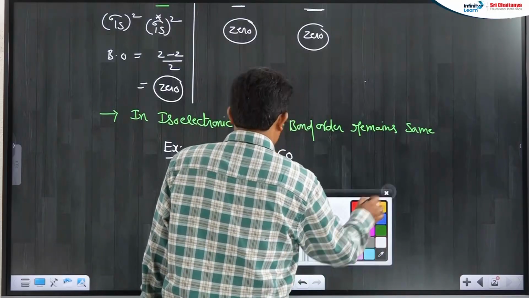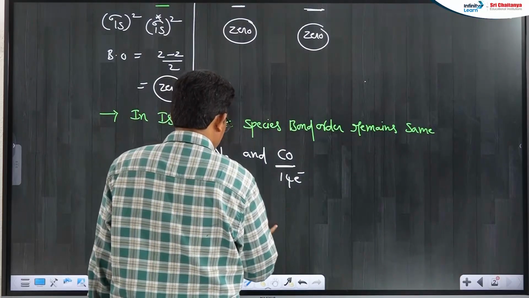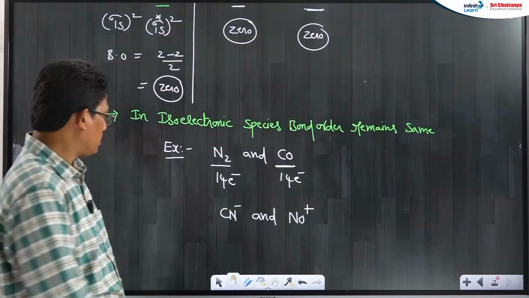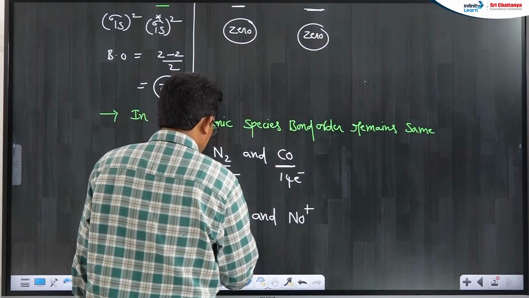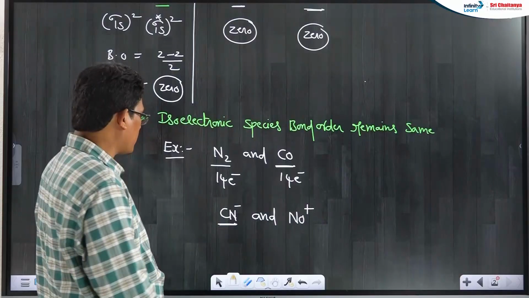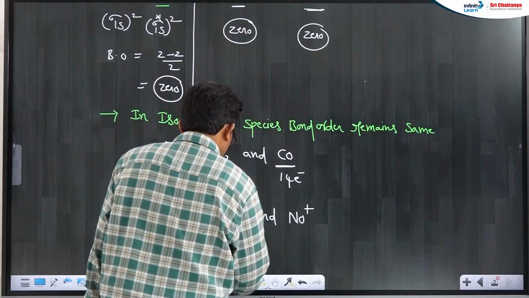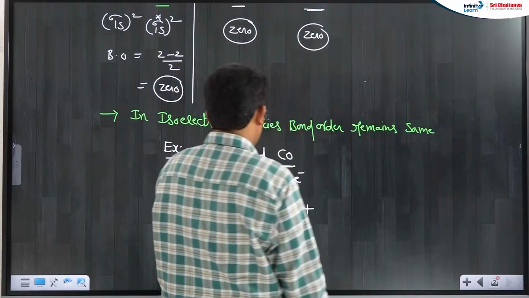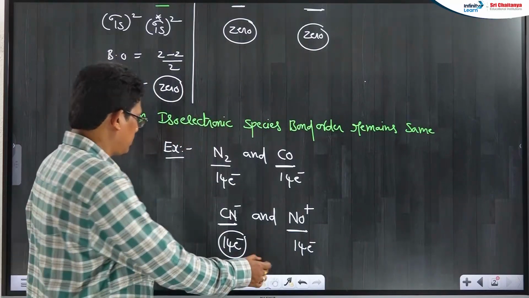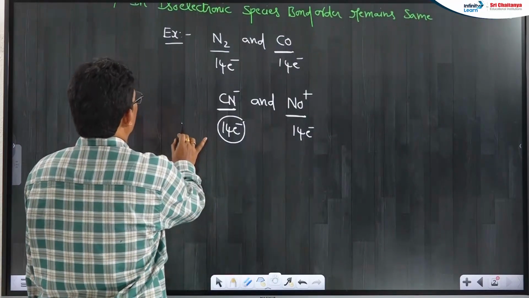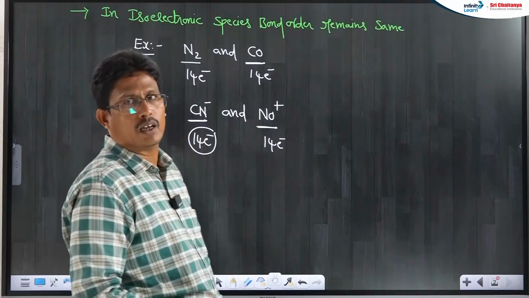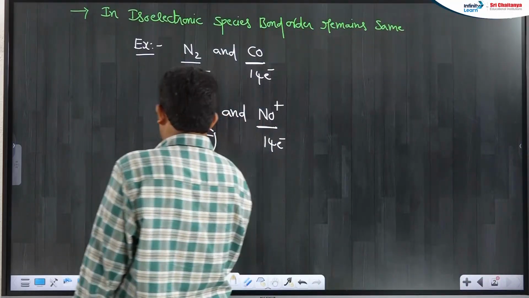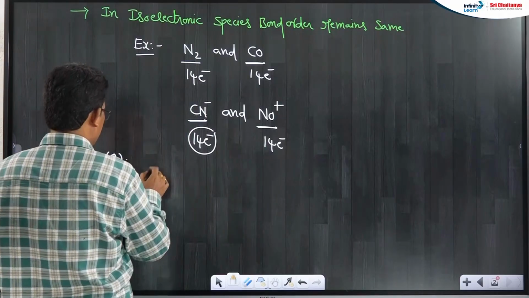Similarly, CN minus and NO plus have the same bond order. CN minus has how many electrons? Carbon 6, nitrogen 7, after gaining 1, 14 electrons. NO plus also 15 minus 1, 14 electrons. Their bond order remains the same. If isoelectronic species are given, their bond orders remain the same. Okay, write this one, an important model.